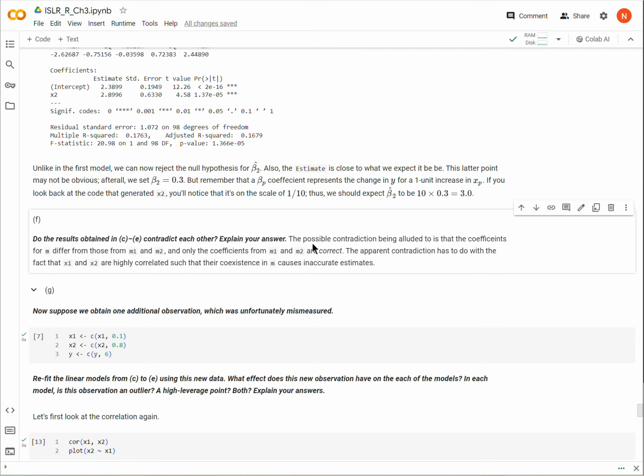But I guess that's not really a contradiction because we can explain it, and we can explain it because x1 and x2 are highly collinear. This is just something that happens with highly collinear predictor variables.